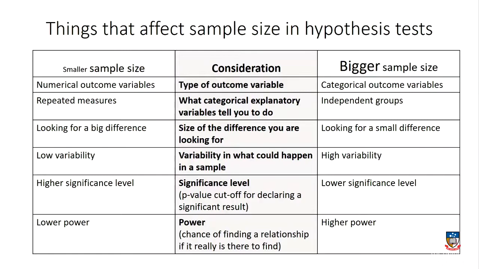And that thing's called power. Power is the chances of finding a relationship if it really is there to find. And most people pick the number 80%, which feels like it might not be that high, but you've got to pick something, and so it's really common to choose 80%.